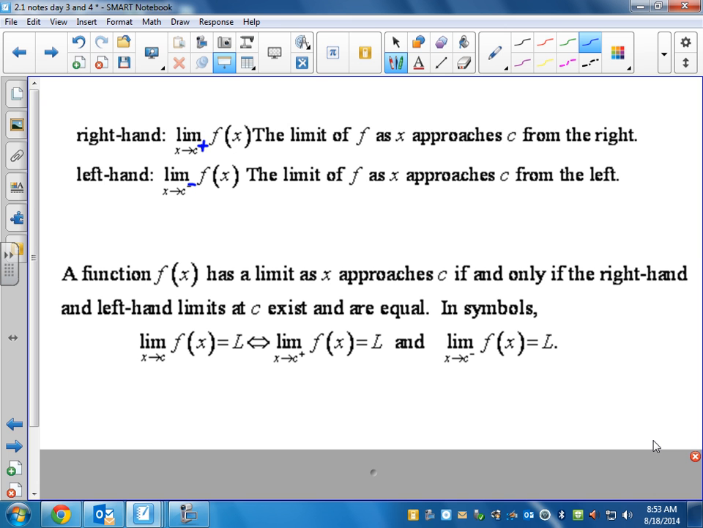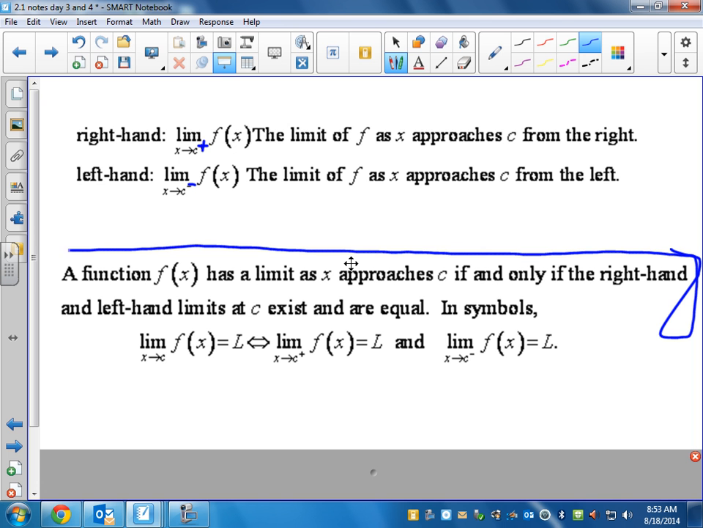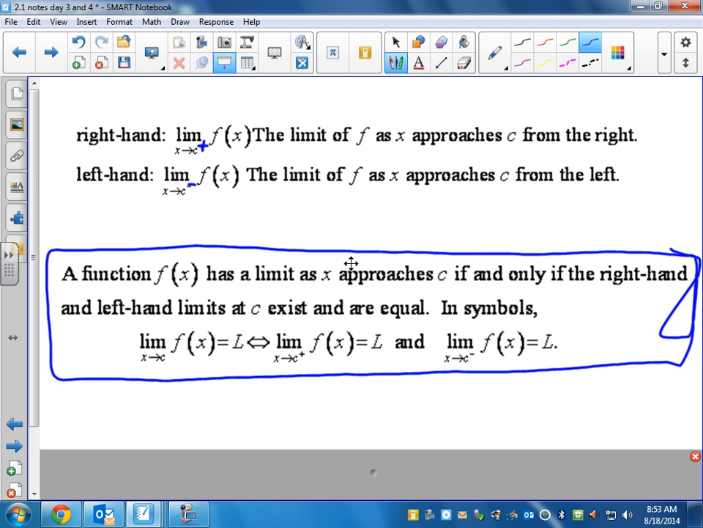This is the definition of a limit, so I'll let you write this and then I'll talk, because I know it's hard to listen and write at the same time.